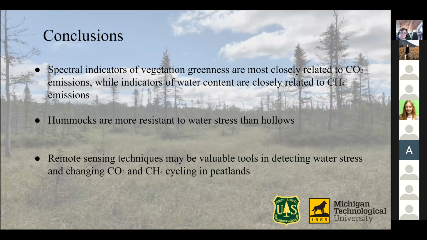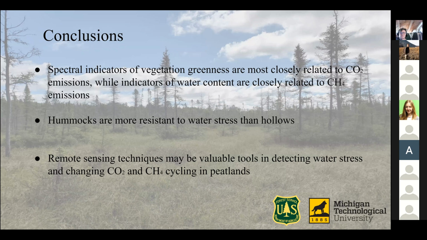And so in conclusion, we found that spectral indicators of vegetation greenness are most closely related to CO2 emissions, while indicators of water content are most closely related to methane emissions. And we also found that overall, hummocks were much more resistant to water stress than hollows.